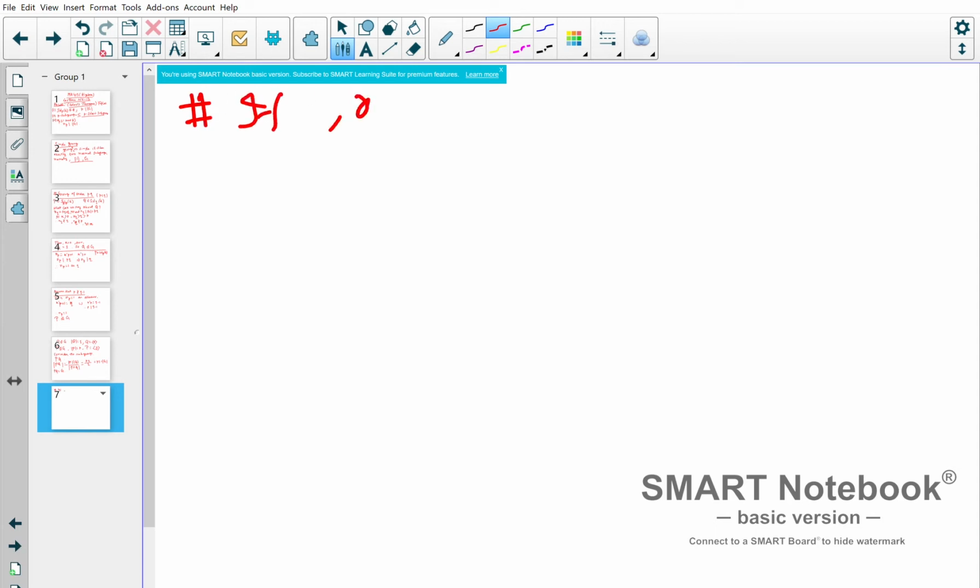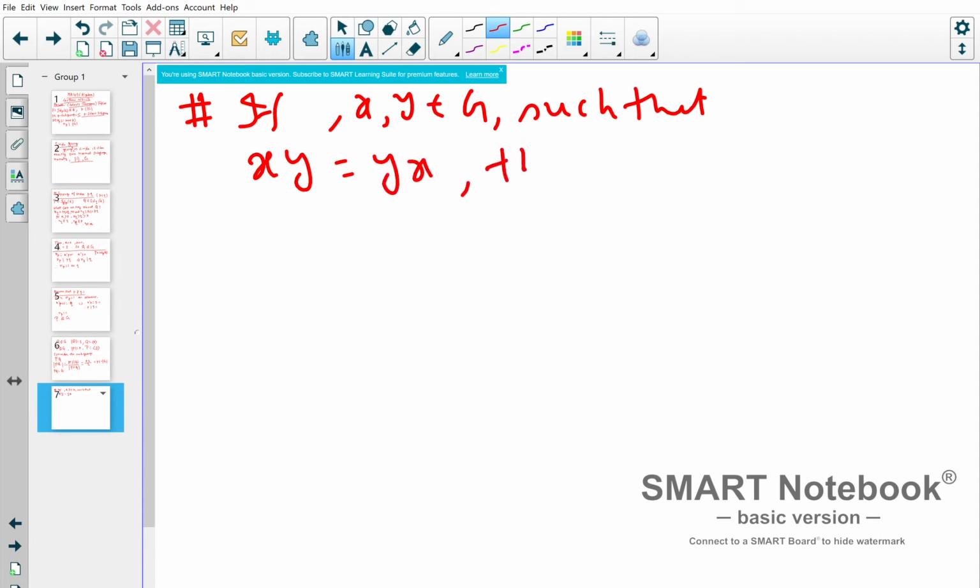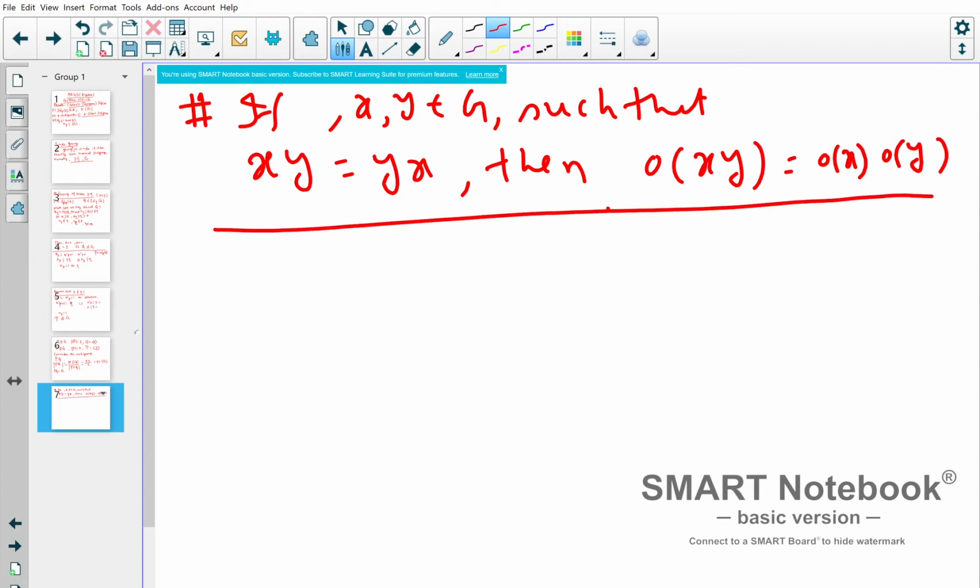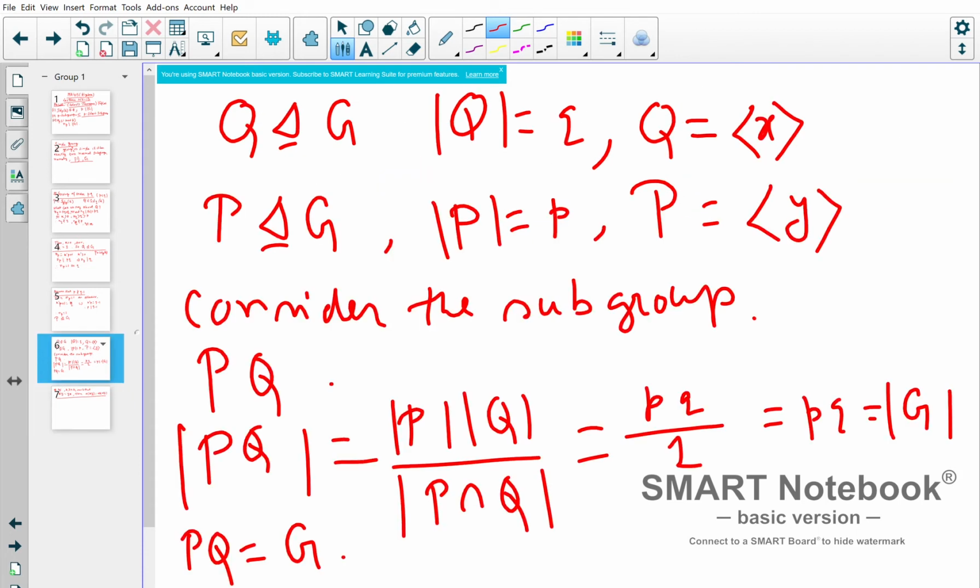If you have two elements, say x and y belonging to G, such that xy equals yx, then I'm assuming G is a finite group. Okay, so G is a finite group. I'm assuming the order of xy equals the order of x times the order of y. Okay, so this is what I'm going to use, and for that let me show that these two, x and y, actually commute.